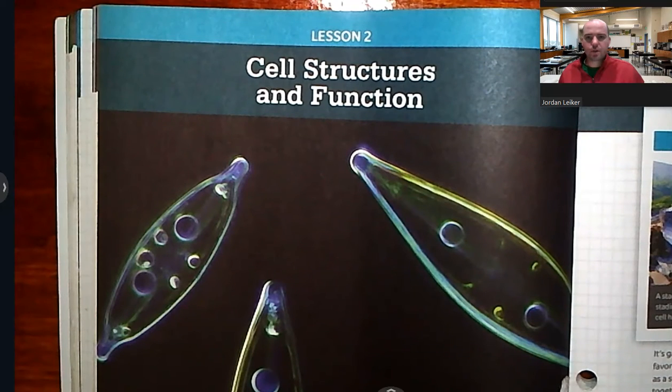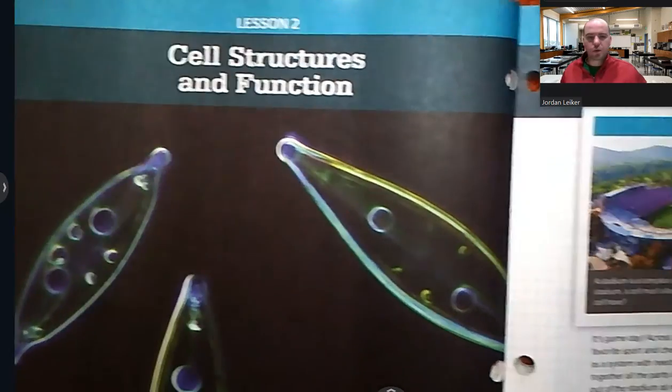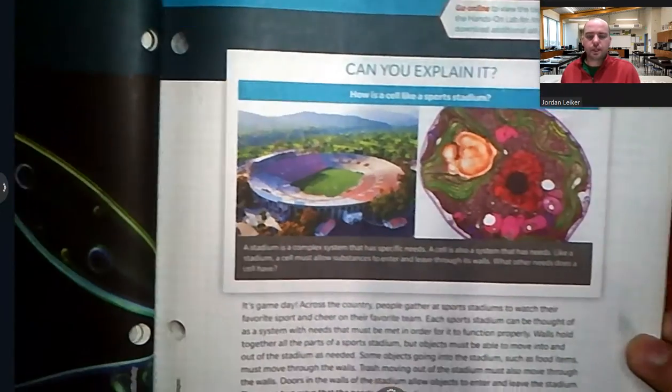Hey everyone, today we're going to look at Lesson 2. It's from your Module B, Unit 1 book. It's about cell structures and function. And we're working on page 19, so we're starting on page 19 here today.